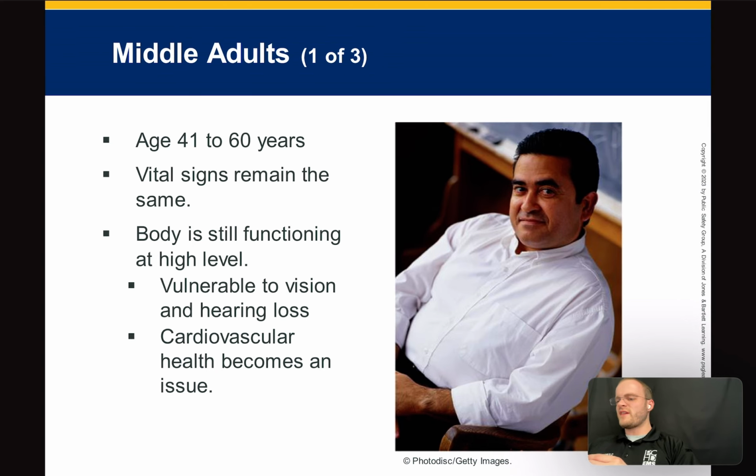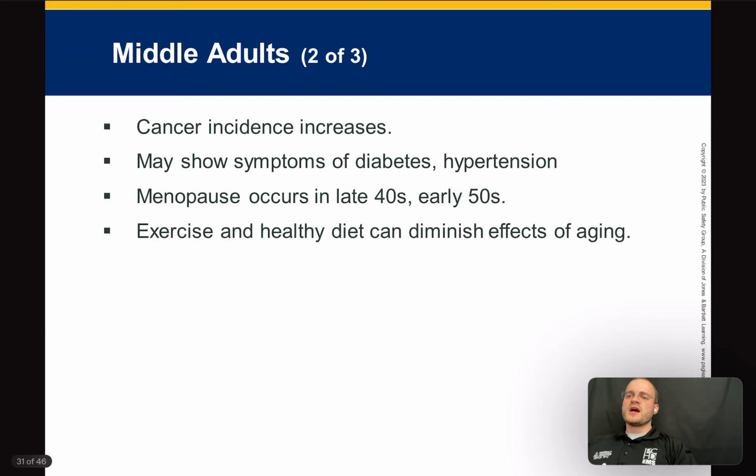So middle adults, age 41 to 60, the vital signs remain the same. They're still adults. The body is still functioning at a high level, but I want to point out it's not as optimal as when you were age 19 to 25. So you're vulnerable to vision and hearing loss. That's called presbyopia and presbycusis, right? So that literally means old eyes, old ears. And that's not surprising, right? Your eyes will get worse. The cardiovascular system becomes worse. We're going to talk about the specifics of that. Your cancer incidence increases as we age. This is a good fact to know. There's several reasons for this.